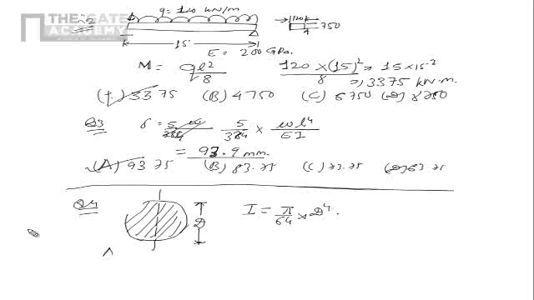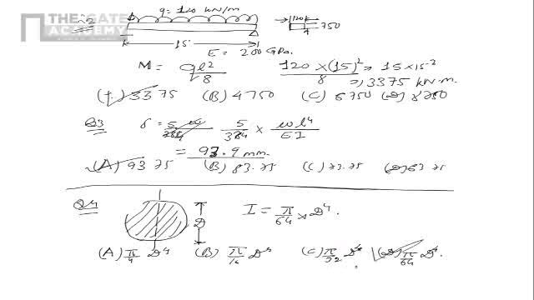So option A is pi by 4 D to power 4. Option B is pi by 16 D to power 4. Option C is pi by 32 D to power 4. And option D is pi by 64 D to power 4. So this is the right answer, option D.